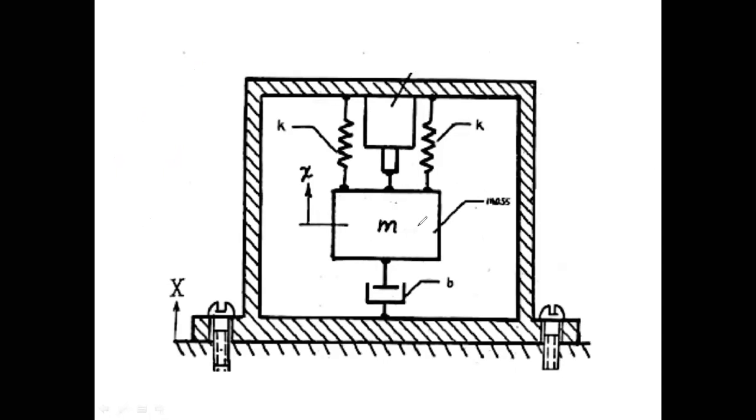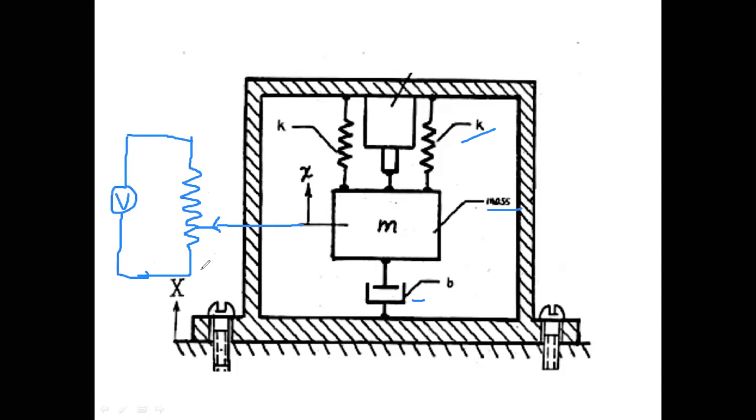See here, this is a seismic mass. This is the mass, this is a spring, and this is a dashpot. This is a pointer attached to the mass element, and the pointer is attached to the wiper of a potentiometer. I'm taking the output here.